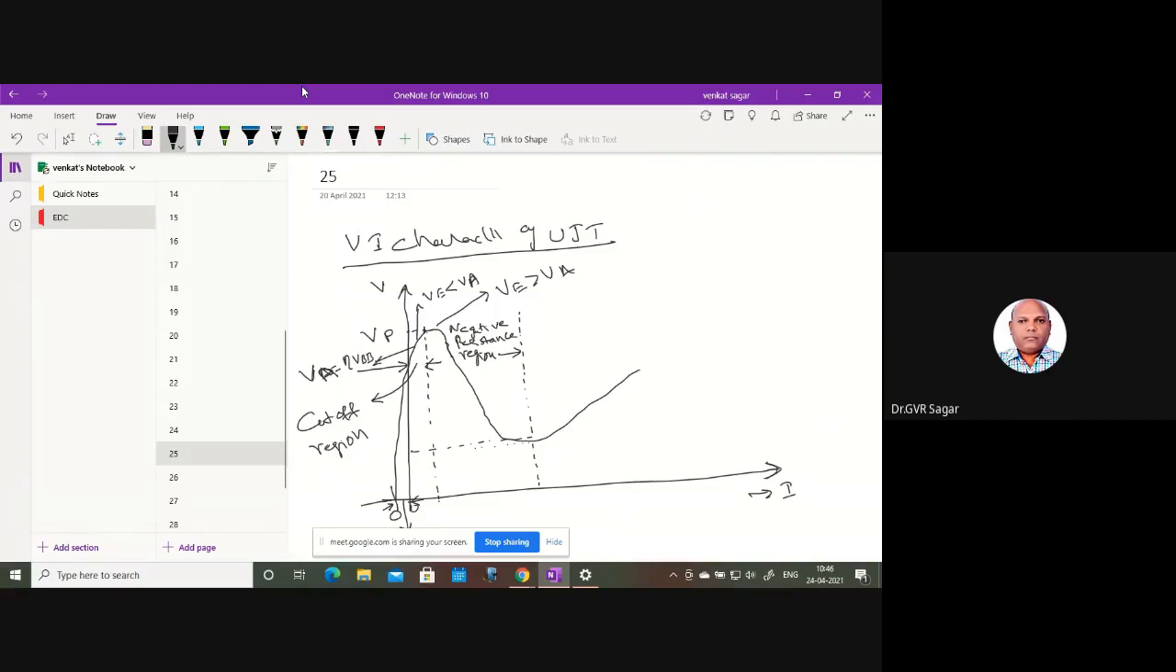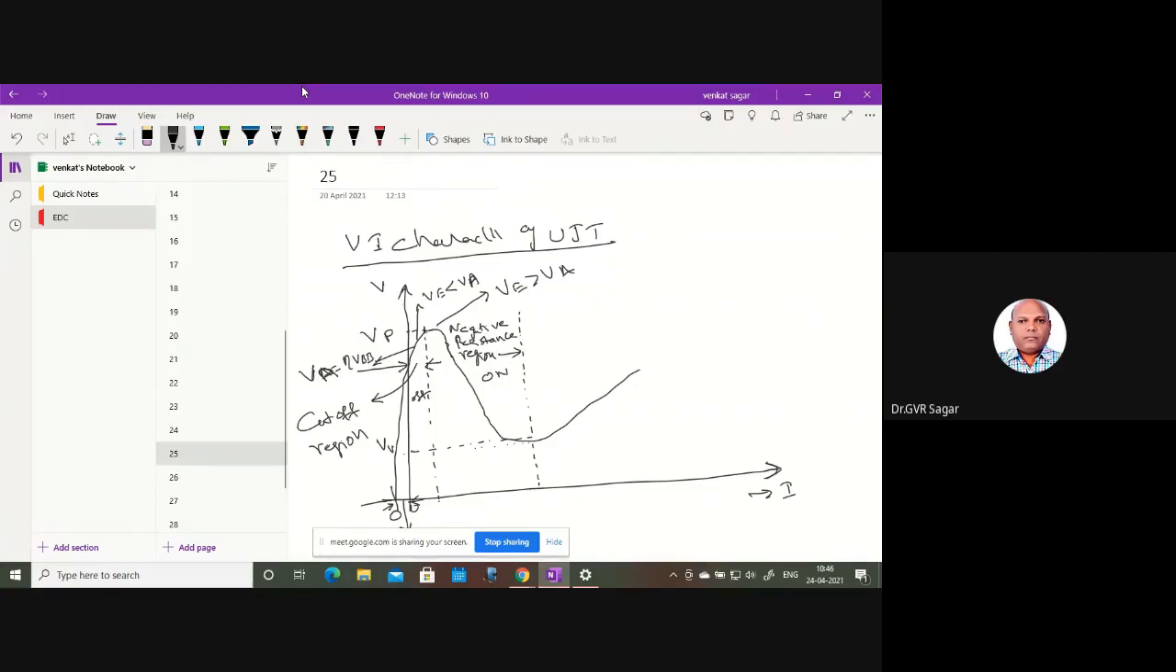I am calling this as the valley voltage, V suffix V. So this region we can call as simple SCR, UJT is fired on state. This is off state, this is on state. On state means UJT is fired. When UJT is fired, negative resistance region is existing. So this firing happens only between the peak value to the valley point. Peak voltage to the valley voltage.